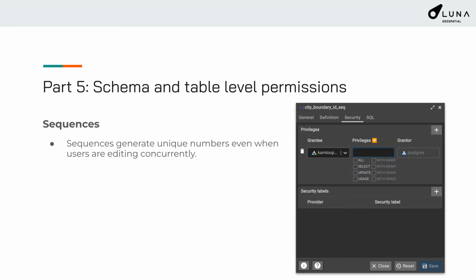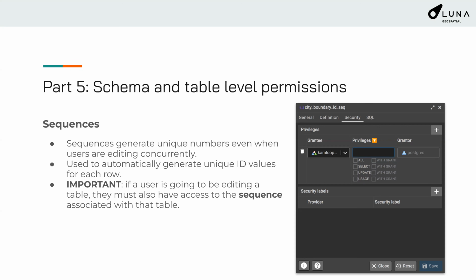Sequences are another thing. Sequences generate unique numbers when users are editing concurrently. I have this problem often where a client will come and say, you know what, I granted the user access to the table, but they can't add new rows. They're getting all these errors in QGIS. What are the errors? I didn't read the errors. Look at the errors. It's going to tell you it can't use the sequence, right? It's used to automatically generate the unique ID values for each row.